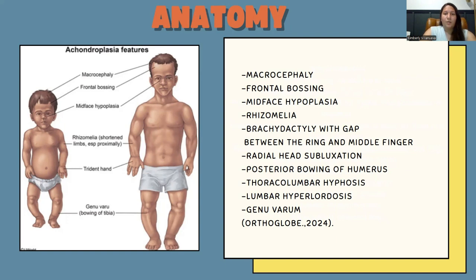Have the radial head subluxation, posterior bowing of the humerus, thoracolumbar kyphosis, lumbar hyperlordosis, and genu varum, which is that bowing of the legs, which we can see more clearly in the image. We can see that bowing of the tibia as well. So there's an overall bowing of the legs of the individual with achondroplasia.